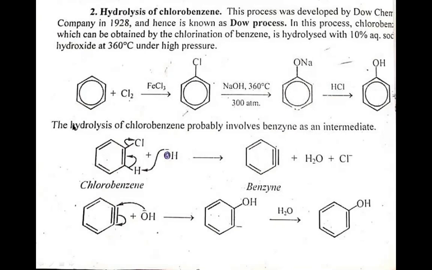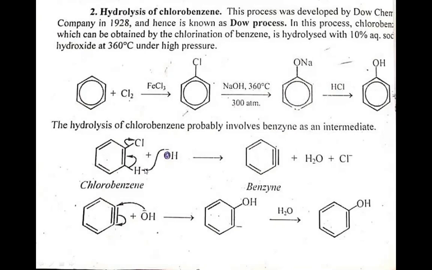The hydrolysis of chlorobenzene probably involves, not confirmed, but probably it involves benzyne as an intermediate in the mechanism. In the first step, the base, that is hydroxyl ion, removes a proton from the carbon that is adjacent to the carbon to which chlorine is attached. This proton is removed from here, and these two electrons go here and form a bond with this carbon, and this chloride is removed from here.